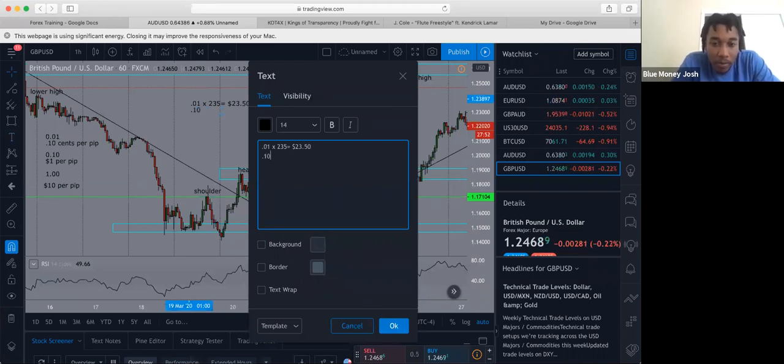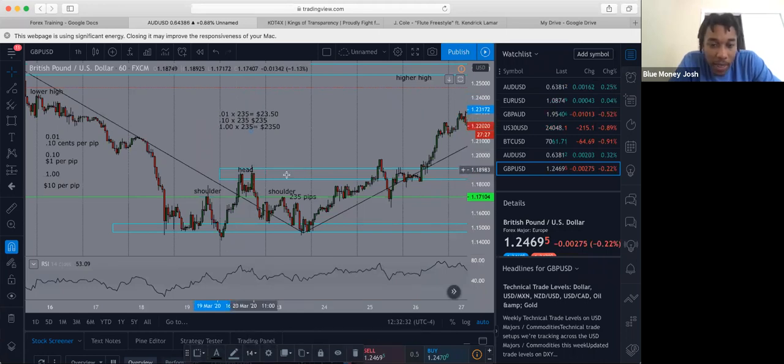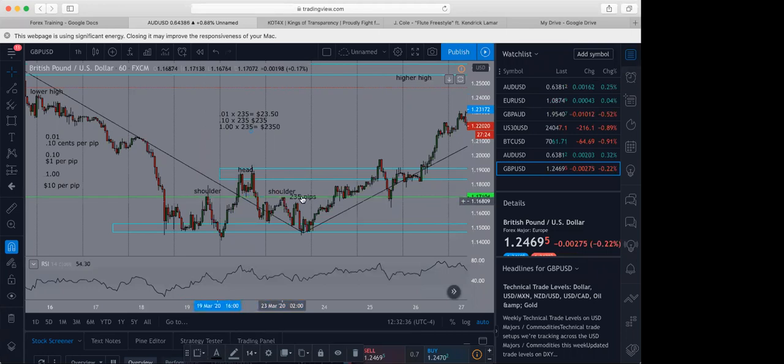A 0.10, you're getting $235. A 1.0, you're getting 2,350 off of this one trade because you saw a head and shoulders. Easy. Gave you the same exact price. Hold up. Okay.